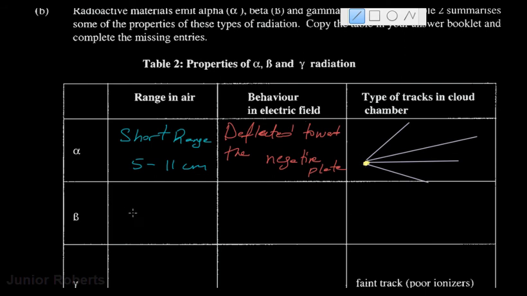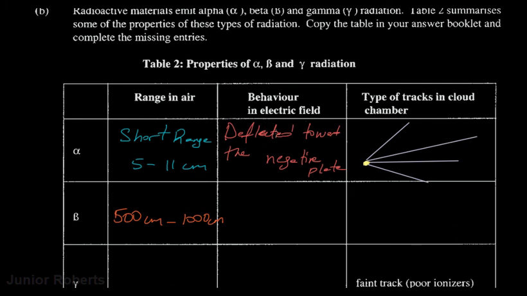So now we can talk about our beta particle, right? For the beta particle, it has a greater range in air. It is considered to be a fast-moving electron. So its range in air is usually about 500 centimeters to 1000 centimeters, right? That's the range of a beta particle in air.